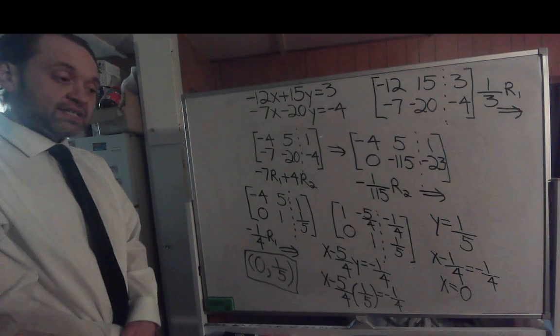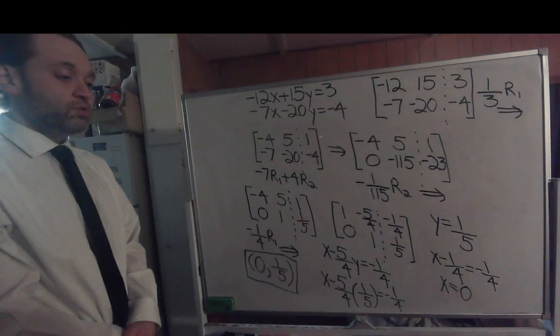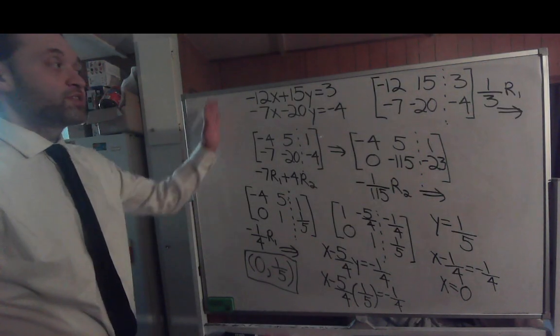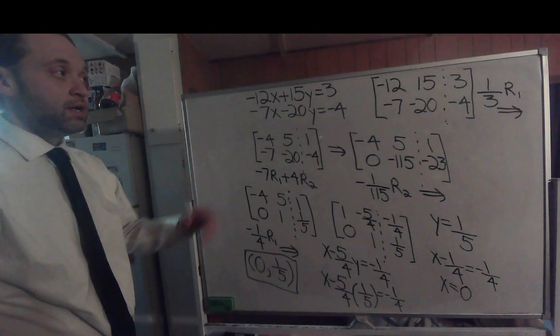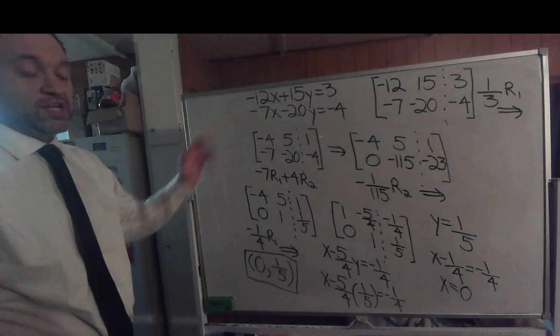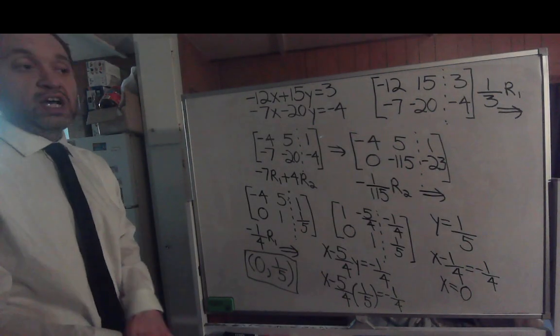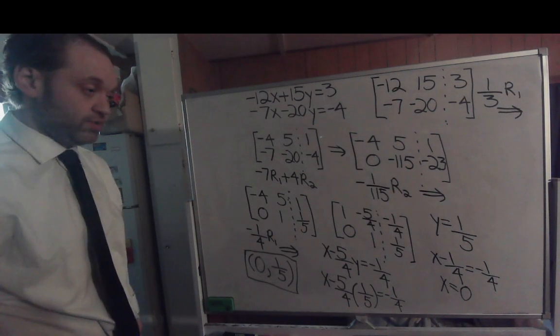So next lesson, we're actually going to do row echelon form, but with 3 variable systems of equations. So we'll do 3 by 3 matrices and show you row echelon form for a 3 by 3 matrix.